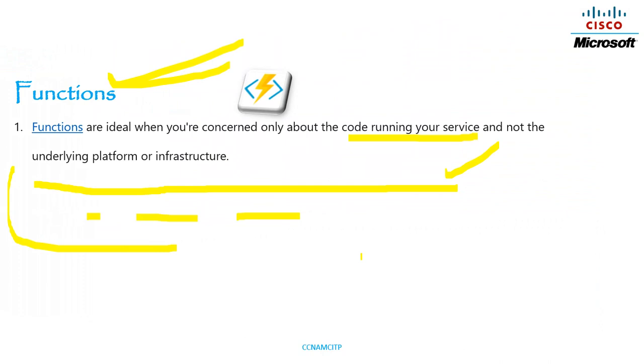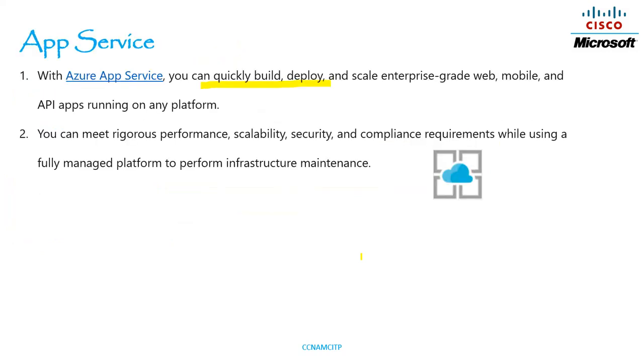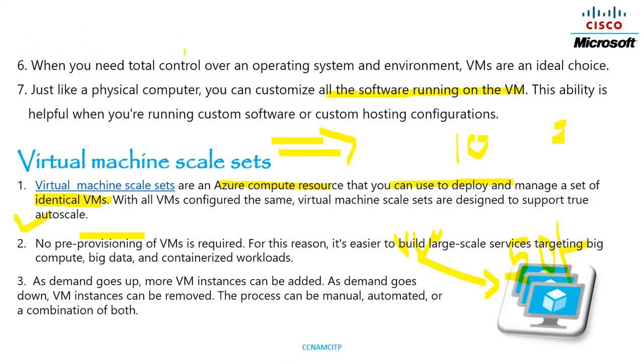I have given a clear idea about functions. They are a service where you need to run code only. You do not need to worry about platform or infrastructure. App Services help you to quickly build and deploy enterprise grade web apps at any scale. And apart from this, we saw virtual machine scale sets, which are helpful to deploy multiple virtual machines or set up identical VMs in one shot.